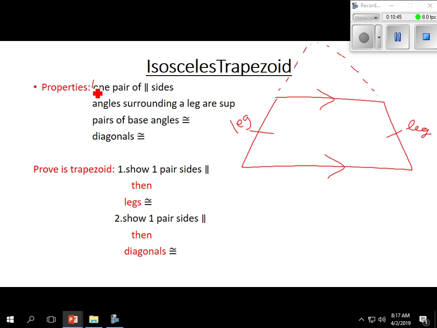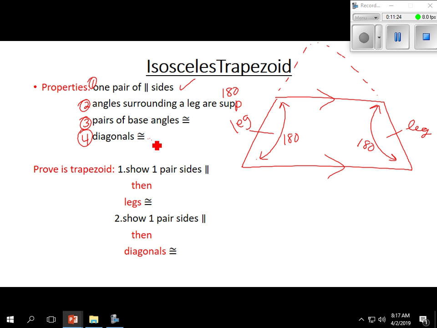The properties of an isosceles trapezoid: one pair of opposite sides parallel, we talked about that. The angles surrounding the legs are supplementary, they add up to 180. So this angle and this angle add up to 180. Those two add up to 180. And these two add up to 180. Again, all these angles have to add up to 360 because that's for any four-sided figure. That works for square, rectangle, rhombus, parallelogram, whatever it is.